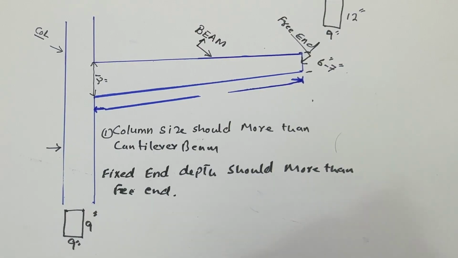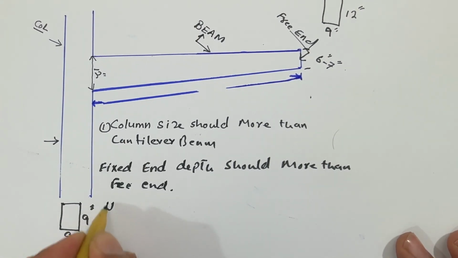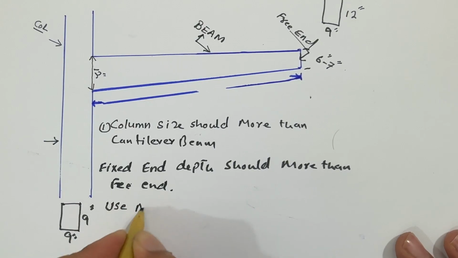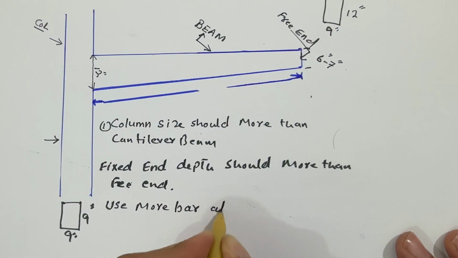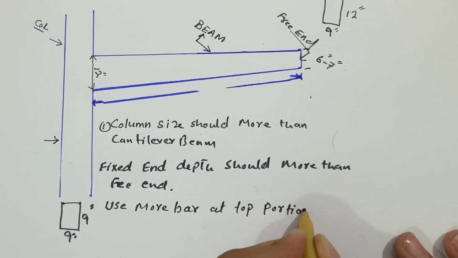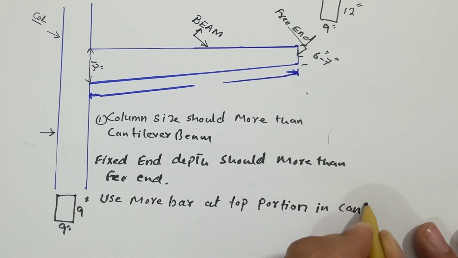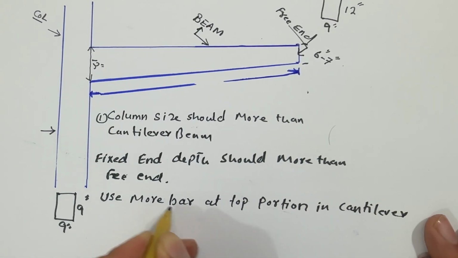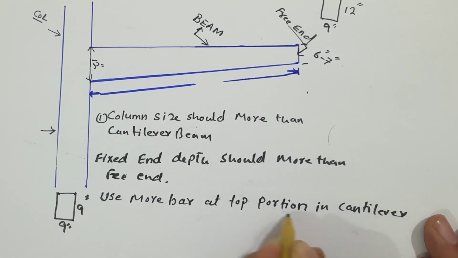Next, this is very important for you to know about this point: use more bars at the top portion of the cantilever beam. I'm talking about the cantilever beam, therefore remember this. Use more bars at the top of the cantilever beam, right?